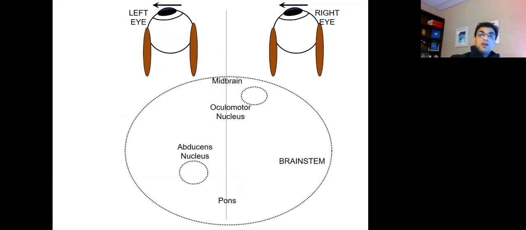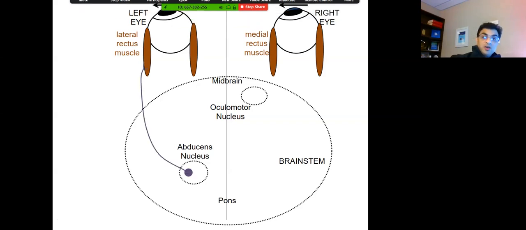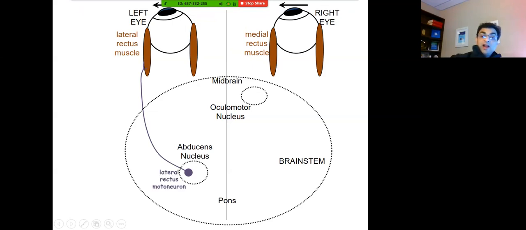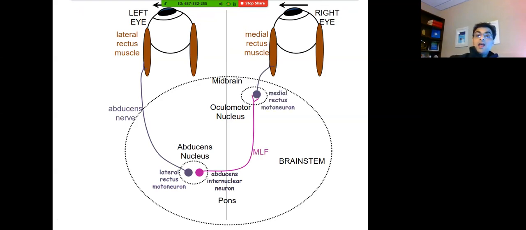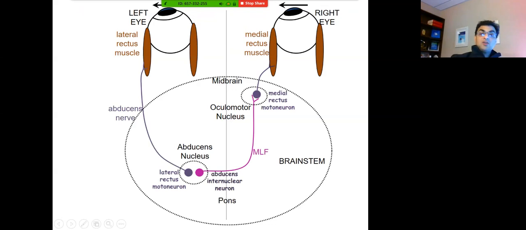So now let's say you want to make a saccade to the left side. In order to make a saccade to the left side, you need to activate your lateral rectus and the medial rectus. So the abducens nucleus is going to innervate your lateral rectus via lateral rectus motor neurons in the abducens nerve. And then the same abducens nucleus is going to talk to the oculomotor nucleus on the opposite side of the brain via abducens interneurons, which pass through the medial longitudinal fasciculus, and then it is going to go to medial rectus motor neurons. So by activating this pair of what we call yoked muscles, your eyes are going to move to the left side.